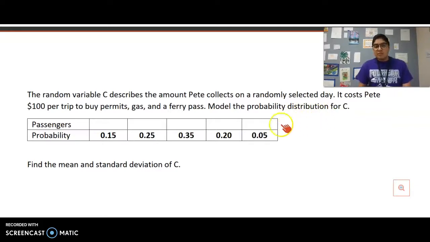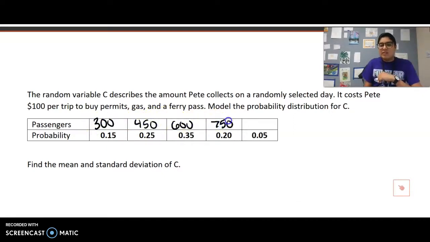Now, we need to model the distribution for C. There's a lot going on there, but C is the amount that he collects. And we were told that per passenger, they are expected to pay about $150, meaning that for 2 passengers, I would collect $300. For 3, $450. For 4, $600, and then you can fill in the rest.